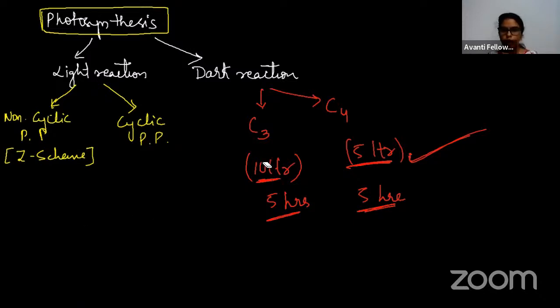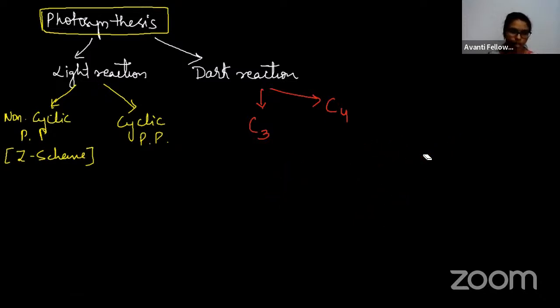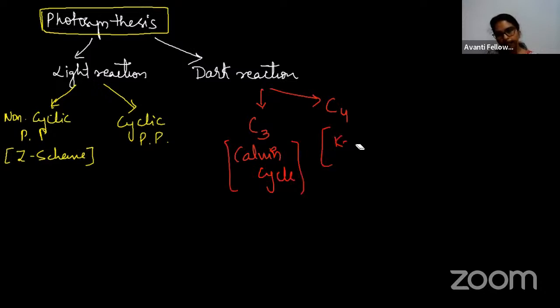Okay. Now C3 cycle जो डार्क रिएक्शन में होता है. Okay, so डार्क रिएक्शन में जो C3 साइकिल होता है उसको हम नेम देते हैं केल्विन साइकिल. Okay, there will be a Calvin cycle here. ठीक है, C4 में होता है Kranz anatomy.